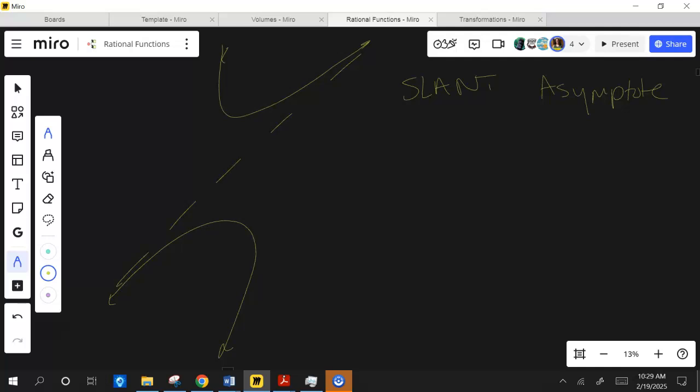Slants are easy. They're not as hard as you think they are. You just have to be able to graph a line. Sometimes these are called oblique, OBLIQUE, oblique asymptotes.